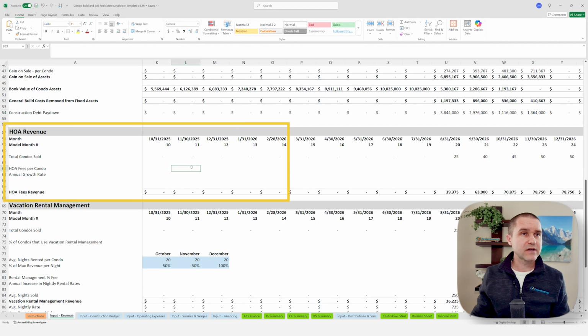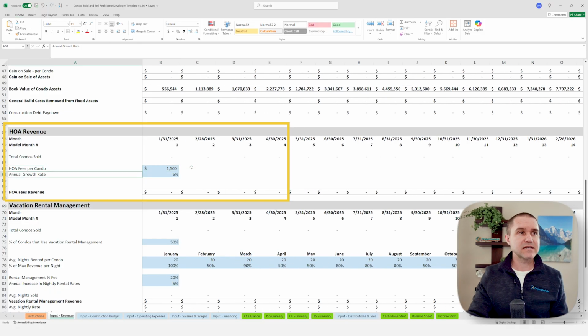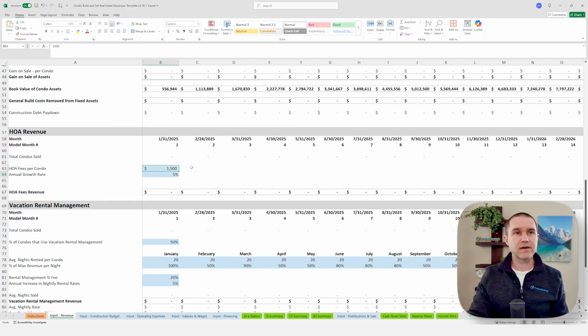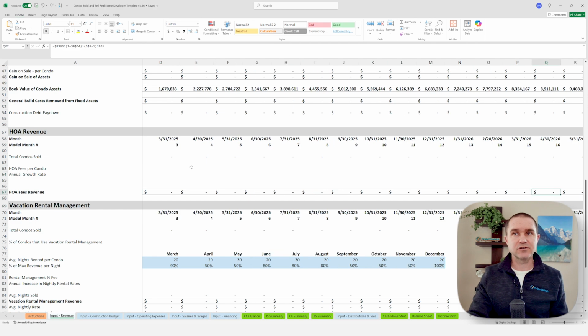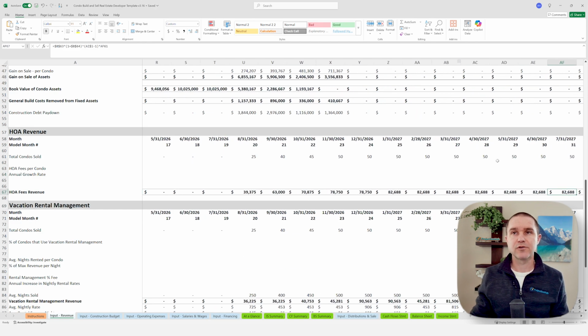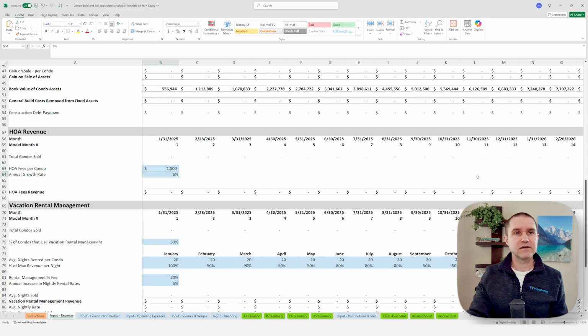Okay, so let's look at HOA revenue now. We can set an HOA fee per condo. We can set an annual growth rate, and then that's just going to assume as those condos get built, once we get up to our 50 condos built times the fees per condo, you'll see that through here. So maybe this is a monthly fee. Maybe it's a $500 monthly HOA fee, 5% annual growth rate.